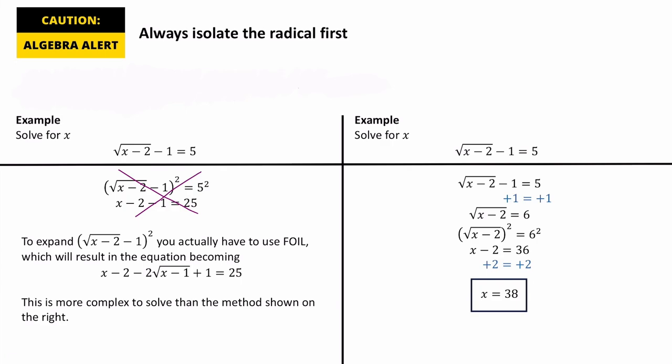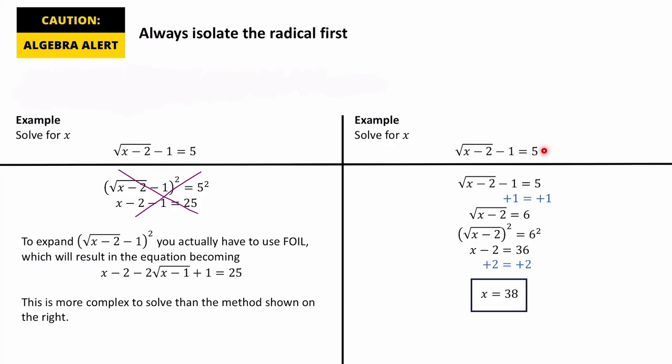If you're curious how you would expand the square root of x minus 2 minus 1, squared, you'd actually have to use FOIL. The first term would become the square root of x minus 2 squared, so that'd be x minus 2. Then you'd have minus 2 times the square root of x minus 2, and then plus 1, and on the right side we still have that 25 from squaring both sides. Notice that this is a more complex equation to solve. I mean, you can solve it, but it's more complex.